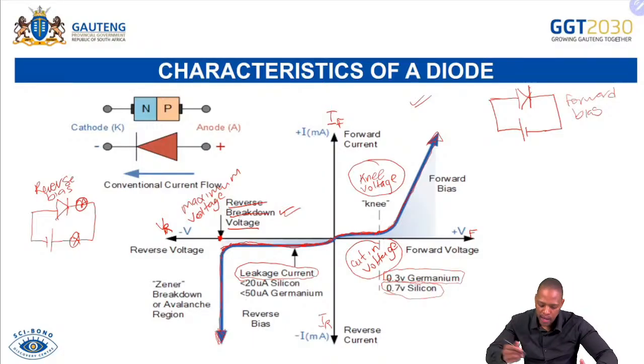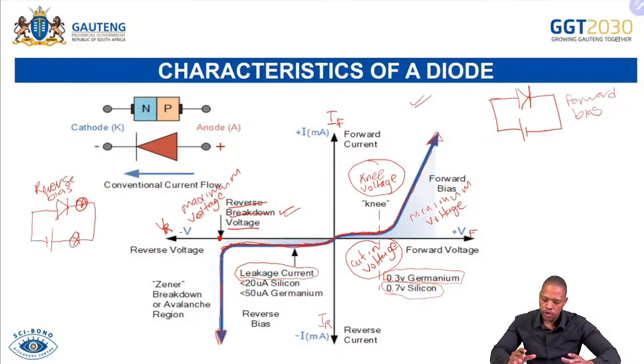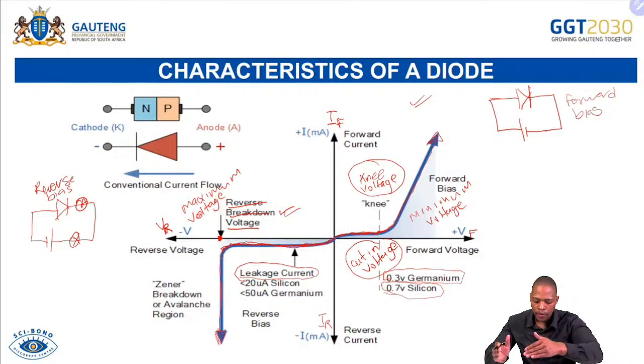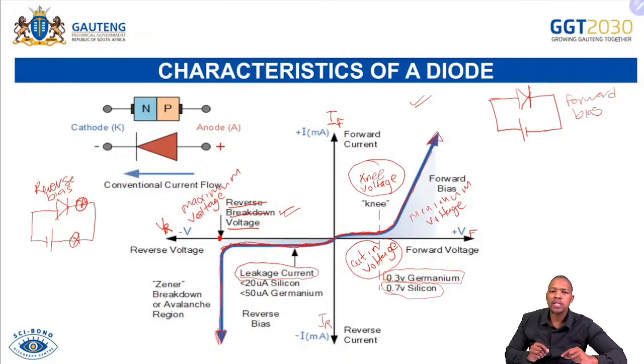So you have the minimum voltage on this side, the minimum voltage that you want to expose the diode to for it to start conducting in the forward bias. But in the reverse bias, there is a maximum. So you cannot say, I will keep on increasing the voltage and at some point it will start conducting electricity. No, you increase the voltage, it will eventually reach a breakdown voltage where it will break down.